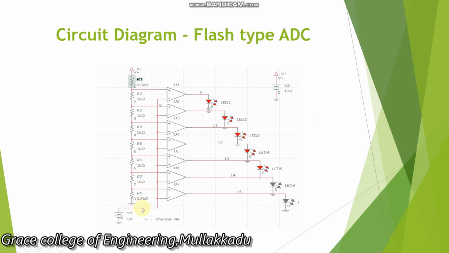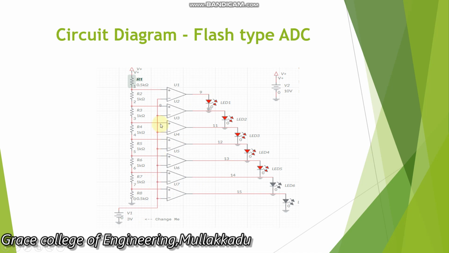Here we have given the reference voltage at this terminal. The reference voltage is 10 volts, and we have used resistances R1 to R8 to give the reference voltage at each particular node. At each node the reference voltage is divided in this way, and it is compared with the input voltage. Based upon the condition, the LED will glow.